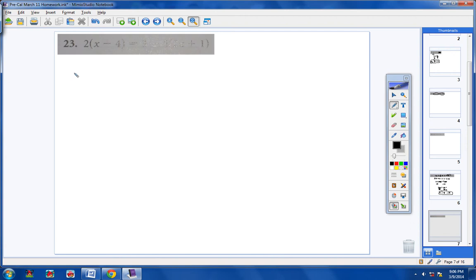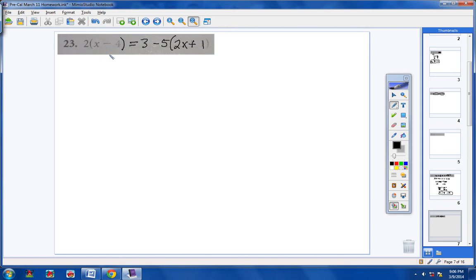Again, a little bit of a glare. Let me see if I can fix this real quick for you guys. 3 minus 5, inside the parentheses it'll be 2x plus 1. Alright, so here we go.